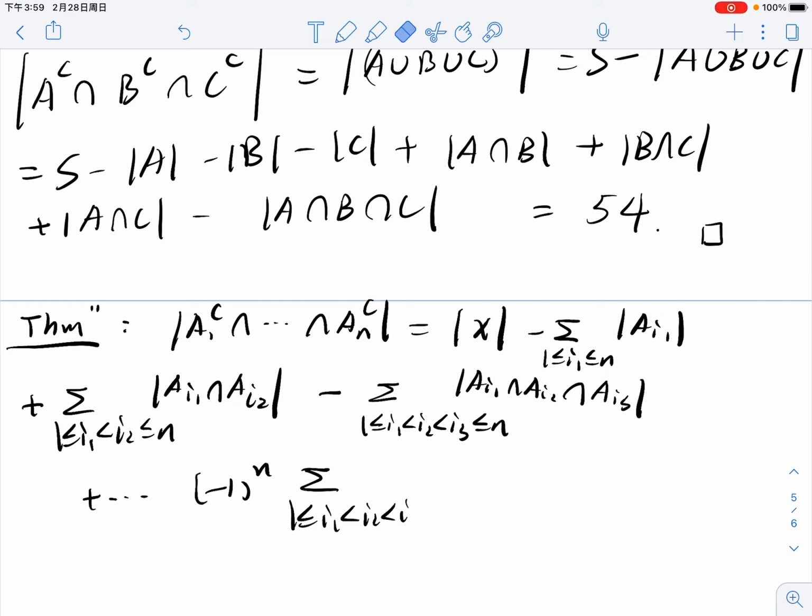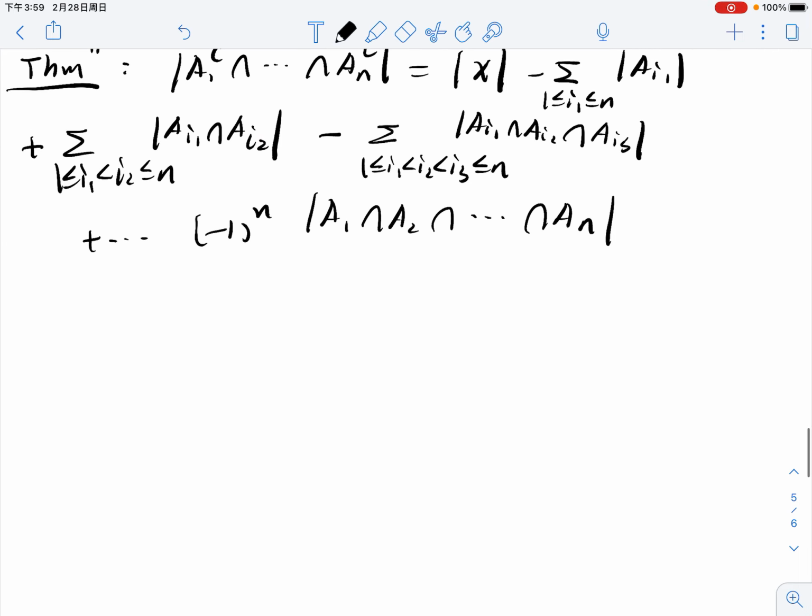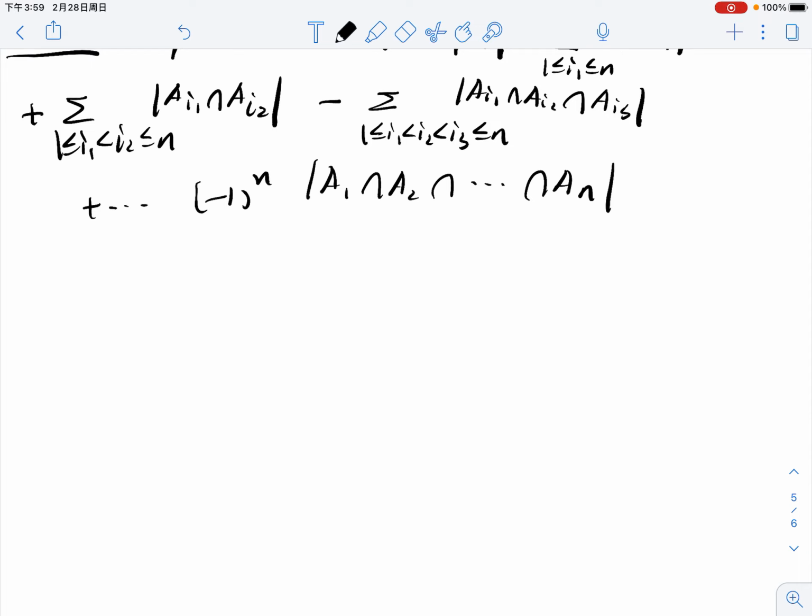Okay, the last one is the 4 intersection. So you have A1 intersection A2 intersection ... AM. So later on, if you are familiar with this formula, you can just write down the first few items instead of writing down the last one.